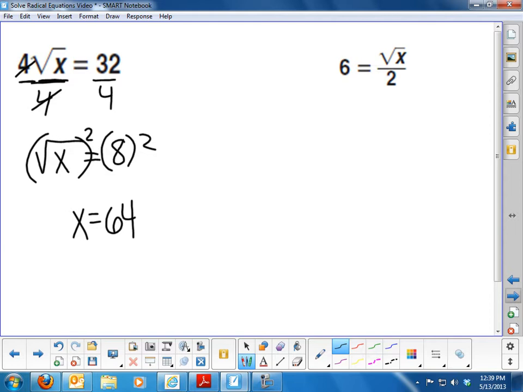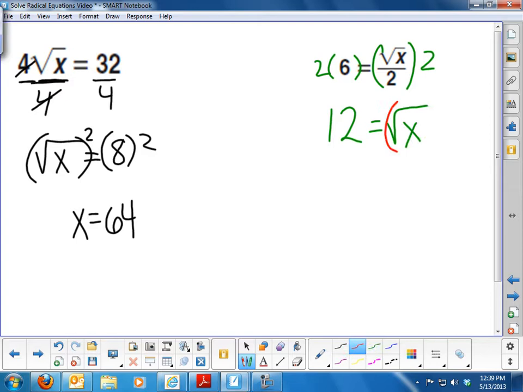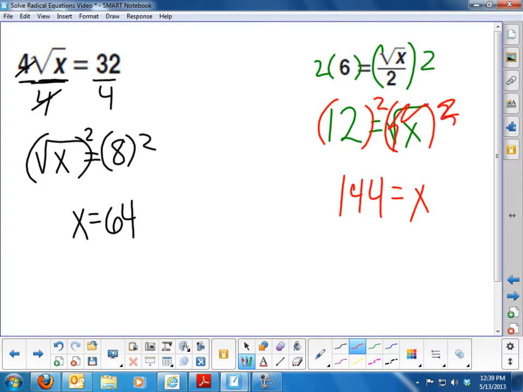All right, let's look at the next one. Right now, the square root of x is being divided by 2. So the opposite of that would be multiply each side by 2. So I get 12 equals the square root of x. Now what? Square each side. So I get 12 squared, which is 144, is equal to x after those things cancel each other.